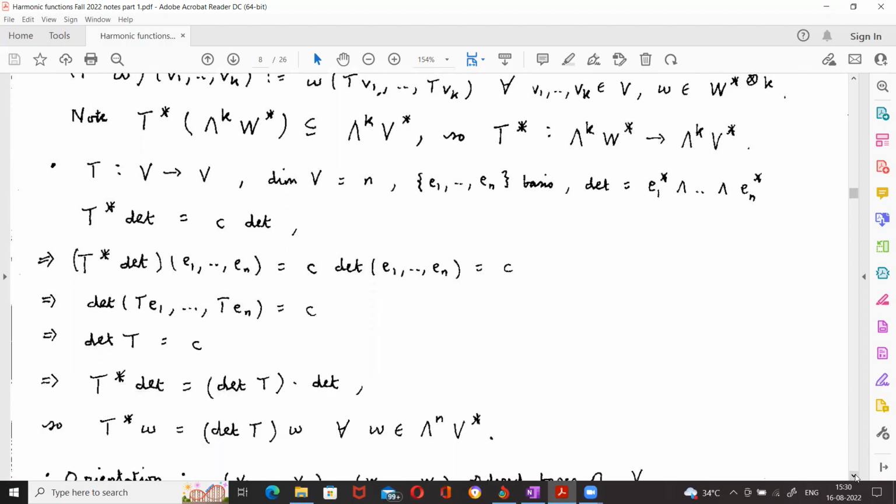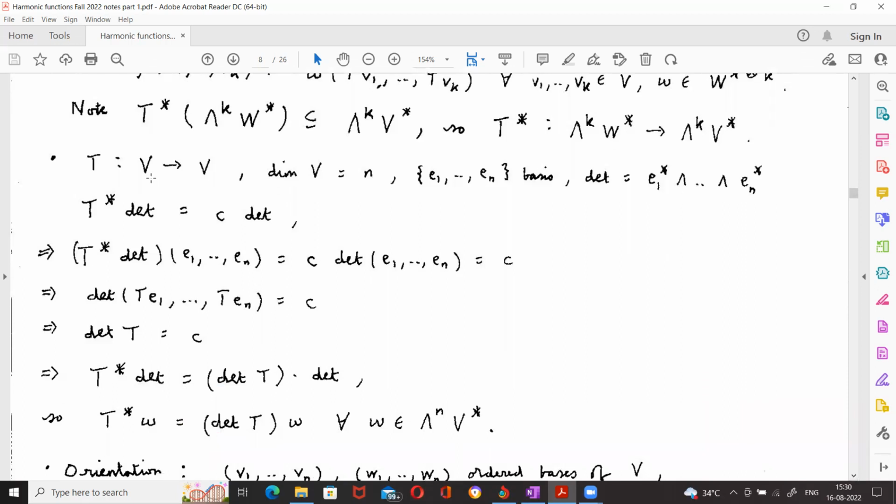Now, suppose T is an endomorphism of a vector space V of dimension n, and suppose E1 to En is a basis of V. So the determinant is just E1 star wedge En star. So what happens if I pull back the determinant? Well, I know that the nth wedge product is one-dimensional, spanned by the determinant. So therefore, the pullback of the determinant will be some constant c times the determinant. So what is this constant c?